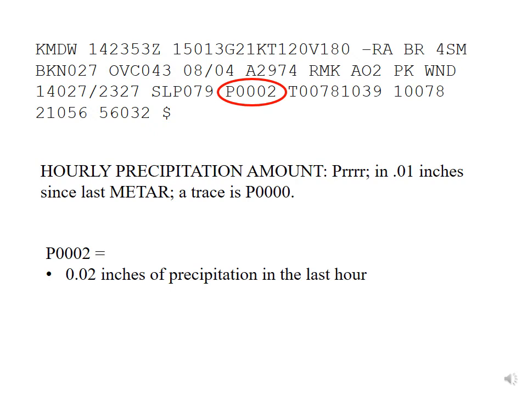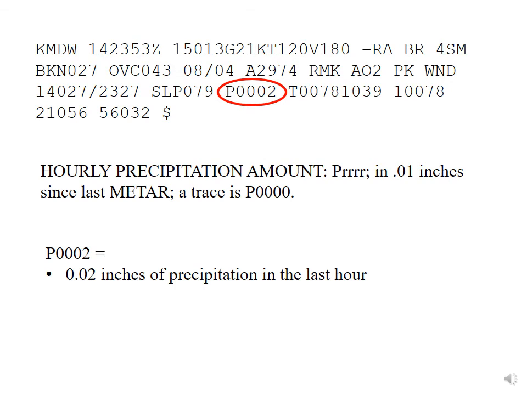Next, we have the hourly precipitation amount in hundredths of an inch since the last METAR. If it's a trace of precipitation, it would just be labeled as P0000. In this case, we have P0002, which means that we had 2/100ths of an inch of precipitation since the last METAR, which is basically in the last hour.